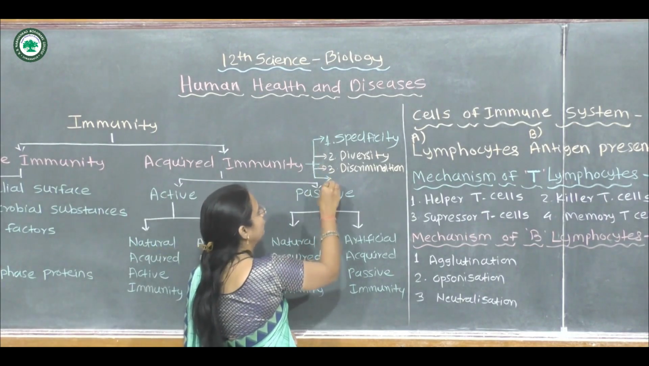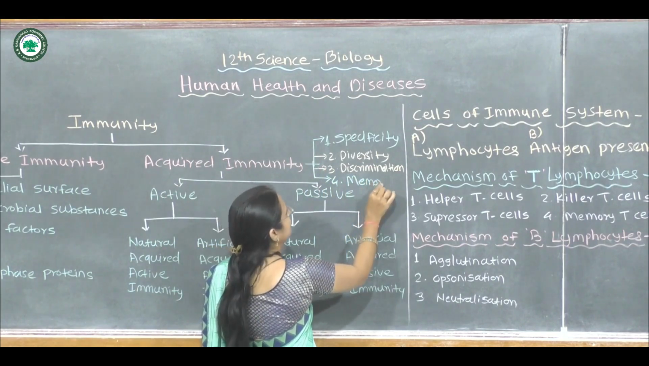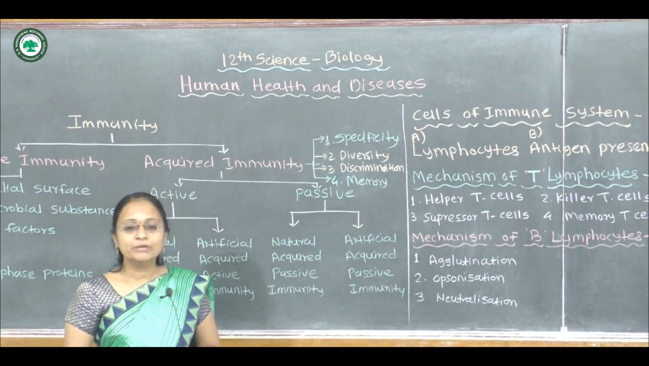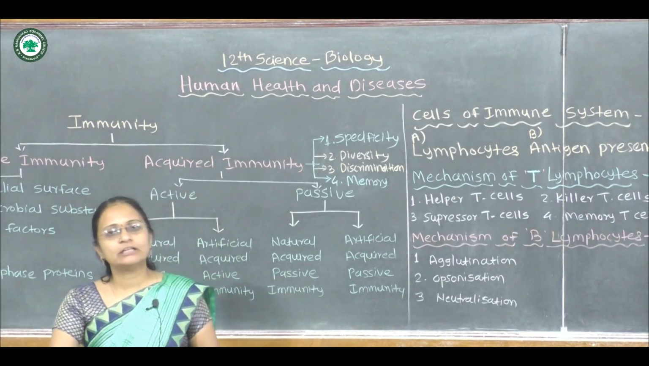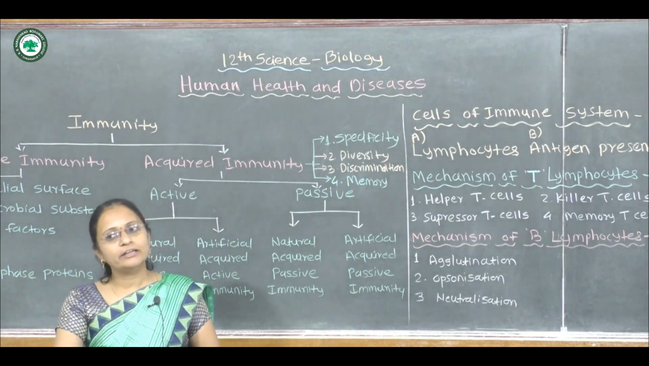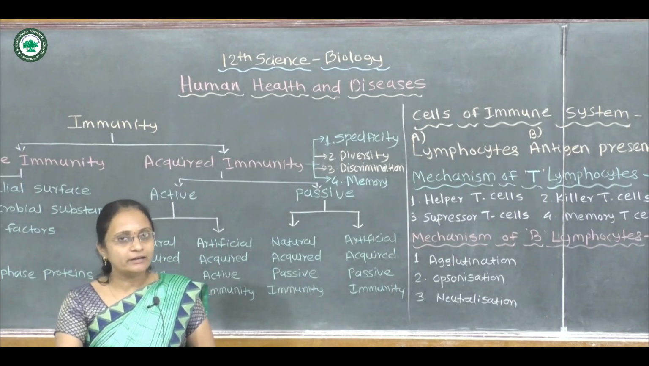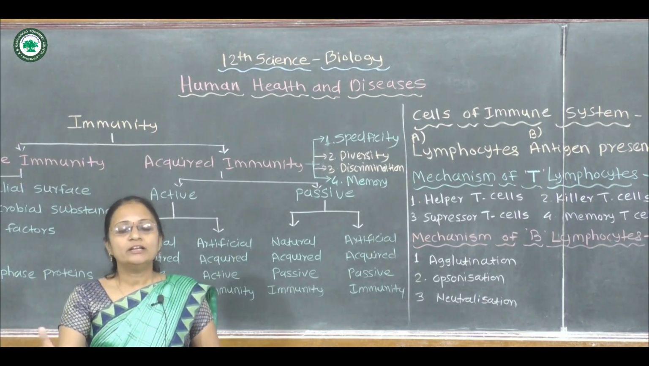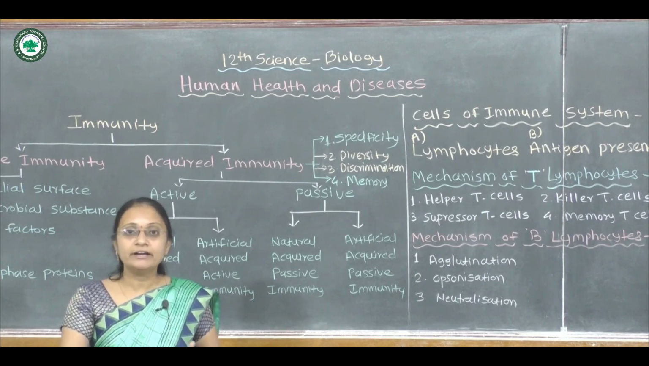And the fourth character is memory, meaning once the immune system kills any type of pathogen, and that same pathogen enters the body again, the immune system will immediately identify it.